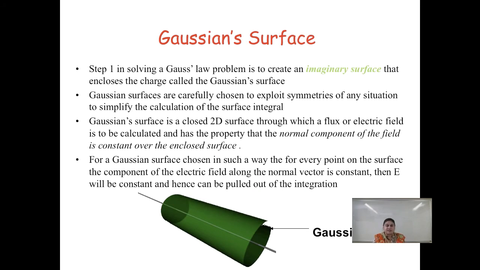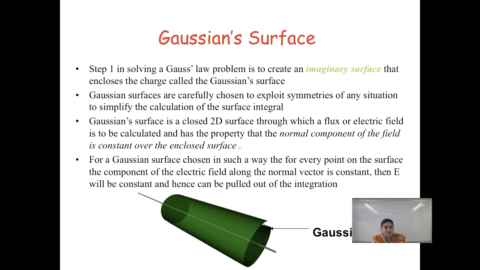So, Gaussian surface. Step 1 in solving a Gauss's law problem is to create an imaginary surface that we will call a Gaussian surface that encloses the charge. Whatever it looks like, we just have to come up with the best Gaussian surface possible. Gaussian surfaces are carefully chosen to exploit symmetries of any situation to simplify the calculation of the surface integral. The Gaussian surface is a closed 2D surface through which flux or electrical field lines are to be calculated, and it has the property that the normal component of the field is constant over the enclosed surface.